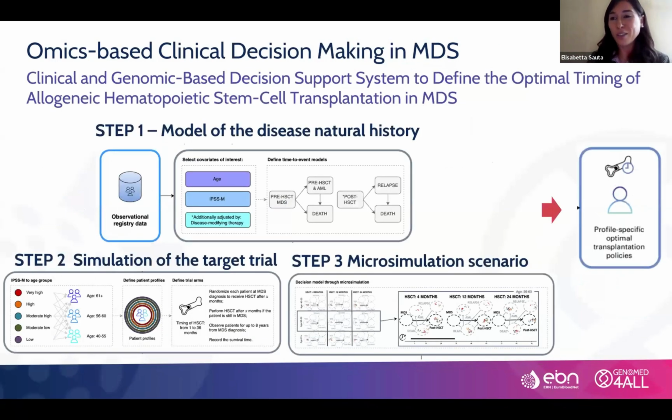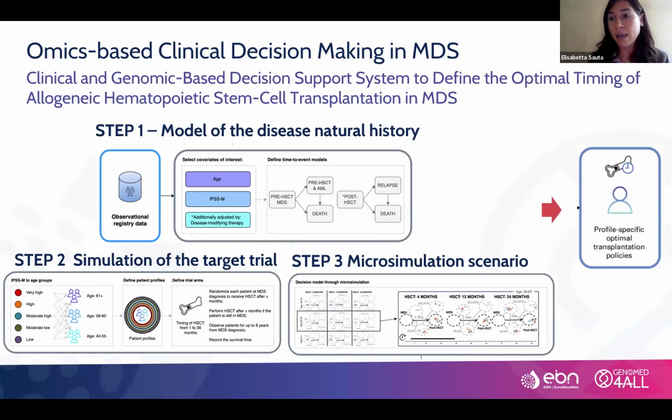The last part, but not least in importance, is linked to the third aim of our mission. With the collaboration of Politecnico di Milano, we were able to develop a decision support system to suggest the optimal timing for transplantation using the specific profile of the patient. In particular, we are trying to model the natural disease history, the natural course of this disease: a patient that has no transplantation policy could evolve into AML or experience death.